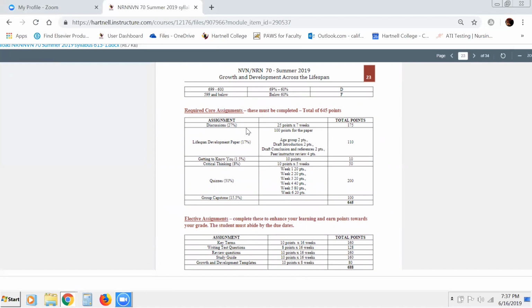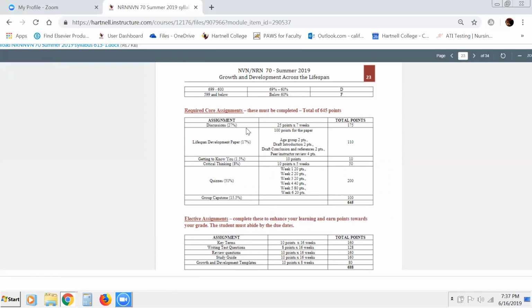You have a lifespan development paper, 17% of your grade. It's 110 points: 100 points for the paper, and then there are little checkpoints in weeks 1, 2, and 3 to add that extra 10 points. And then Getting to Know You, which is due this week. That's 10 points, and it's a discussion.